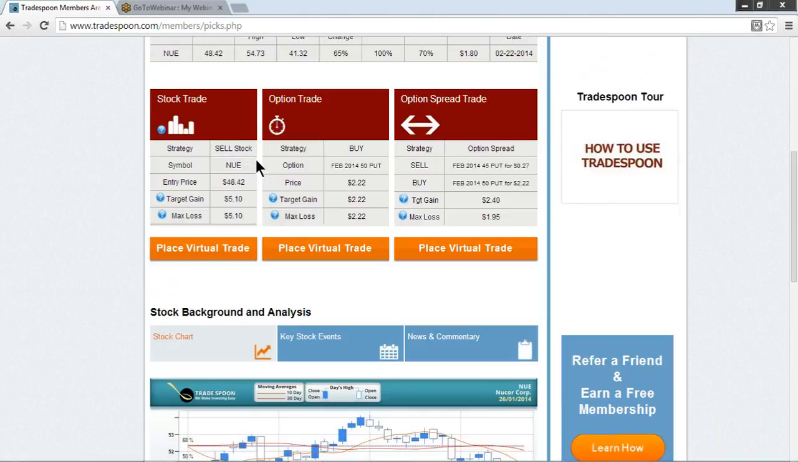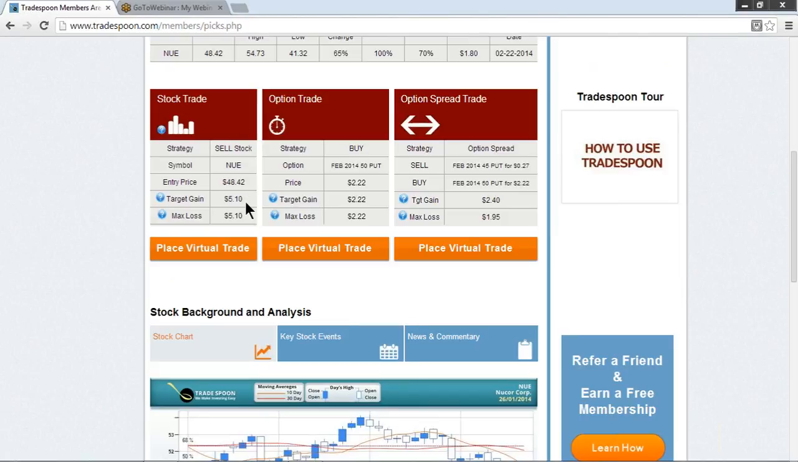The stock trade, we're going to sell short, sell stock, ticker symbol NUE. We're going to put a limit price in at $48.42 or better. And that's going to be entered either before market, or you can wait and watch the market open to validate or verify that you want to put this particular order in at that price.